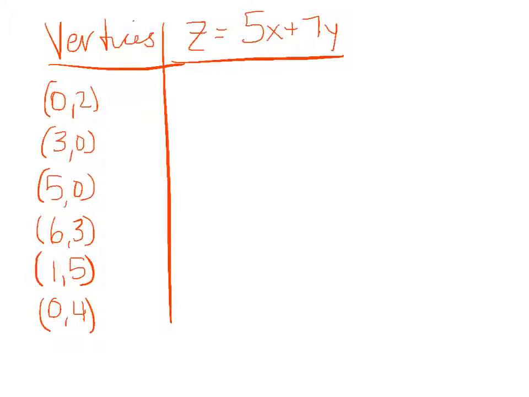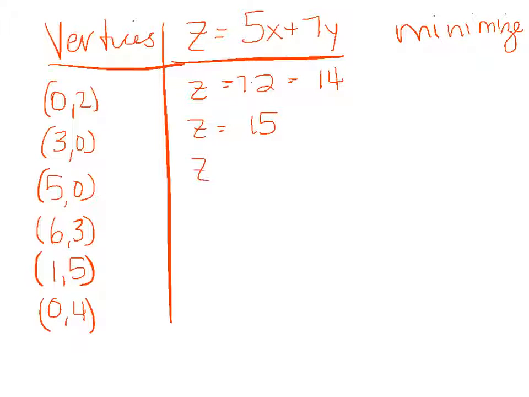Okay, I listed all my vertices. I've written down what my objective function is, and I'm reminding myself that I do want to minimize. Sometimes we always think that maximizing is better, but not always. So z is 5 times 0 plus 2 times 7, so 14. Z is equal to 15. Z is equal to 25. Z is equal to 30 plus 21, which is not a minimum.